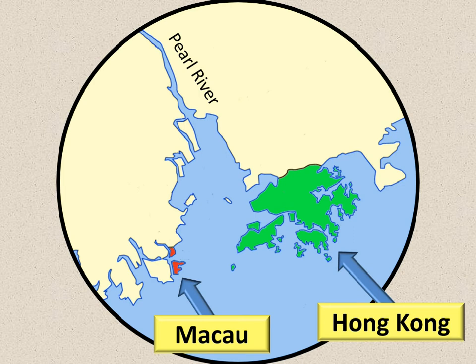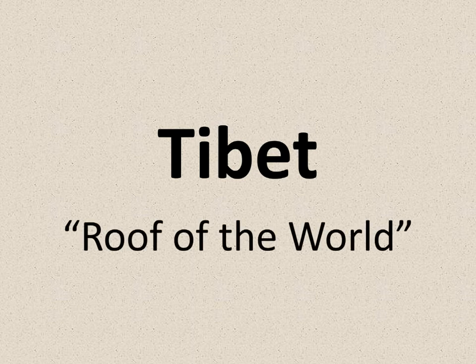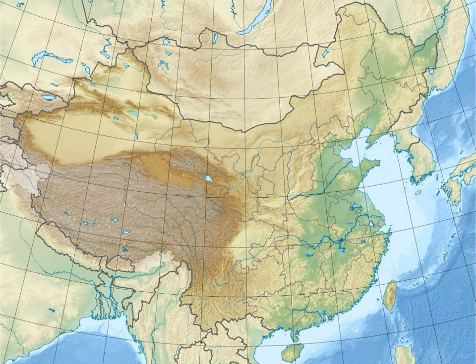You have probably heard of Tibet. It is sometimes called the roof of the world because it is at a very high elevation. Look at this map, which shows the varied elevations across this part of Asia. Do you see that huge mountainous area in southwest China? Tibet is there. The highest mountain in the world, which we call Mount Everest, is on the southern border of Tibet.